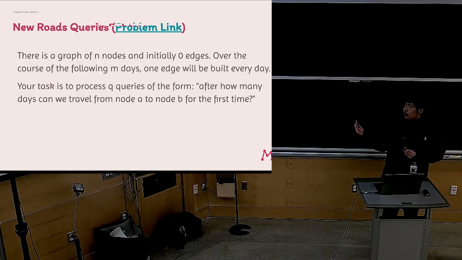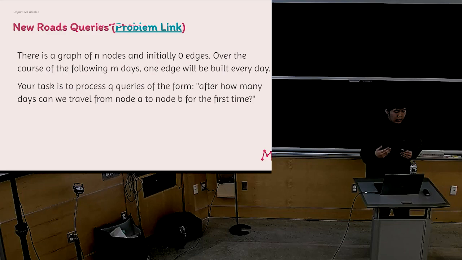So here we have another problem that can be solved with small to large merging. You initially have a graph of n nodes, and there are no edges. Over the course of the following m days, we will build one edge every day. Your task is to answer Q queries of the form A, B: you're given A and B, and you have to find after how many days we can first travel from node A to node B.